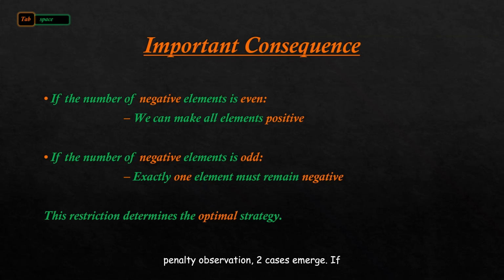From the parity observation, two cases emerge. If the number of negative elements is even, we can always pair them up and eliminate all negatives. In this case, every element in the matrix can be made positive. However, if the number of negative elements is odd, then no matter how many operations we perform, exactly one element must remain negative. This restriction fully determines our optimal strategy.